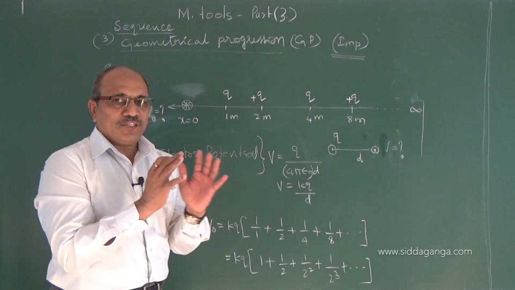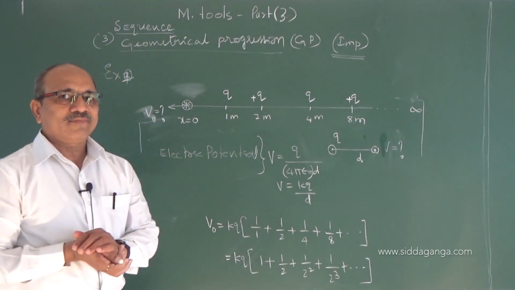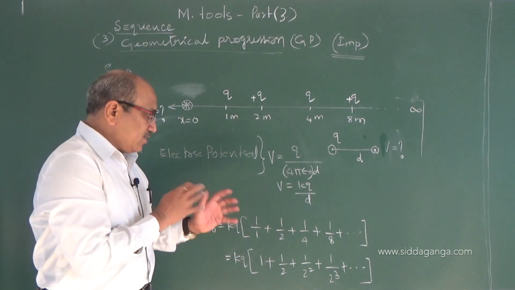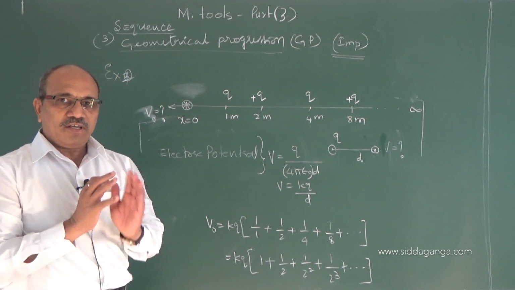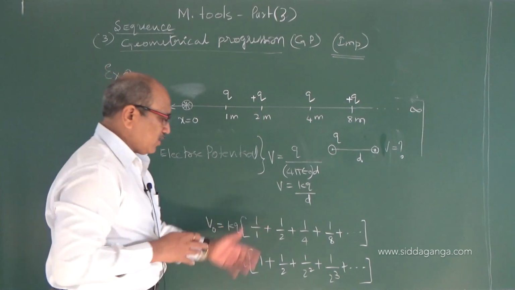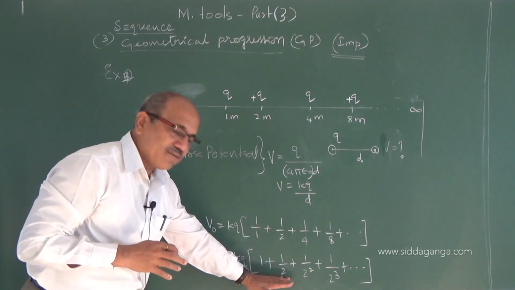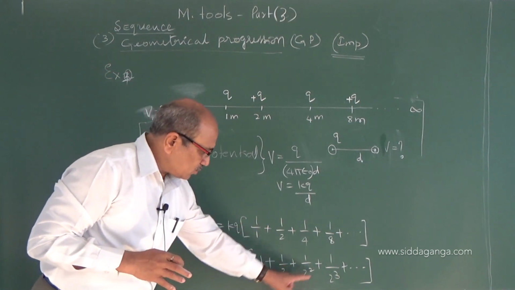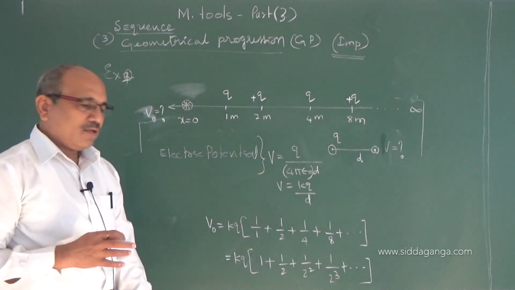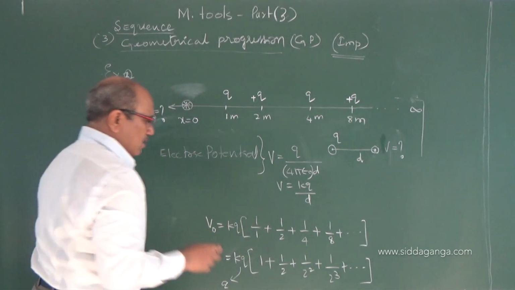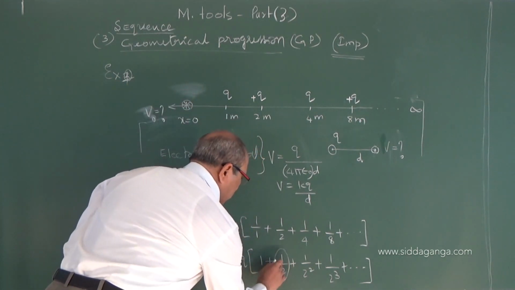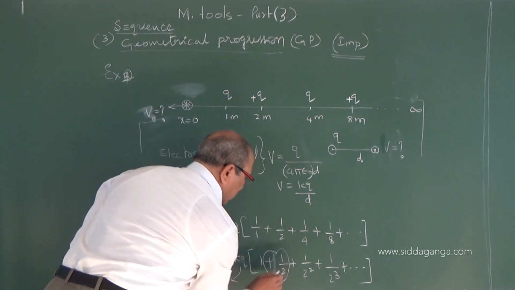First think in mind which mathematical tool is suitable. Immediately, is it possible to look at that problem in terms of GP or AP and then convert? Now it is in the form of GP: 1 by 2, 1 by 2 square, 1 by 2 cube. This is the A value and this is the R value with sign convention.